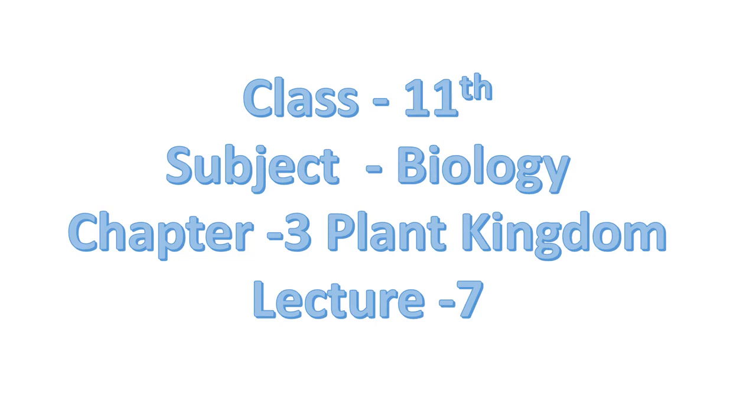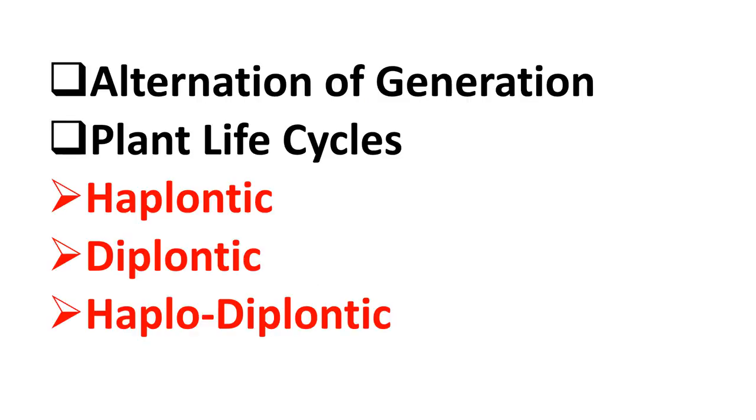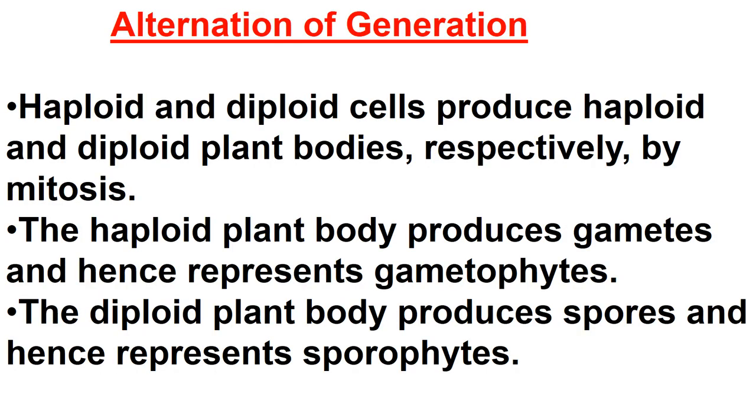This is 11th class biology, lecture 7 of chapter 3, plant kingdom. Topics to be discussed today are alternation of generation and plant life cycles. Here we will discuss the haplontic type of life cycle, diplontic type and haplodiplontic. So let's start with the alternation of generation in plants.